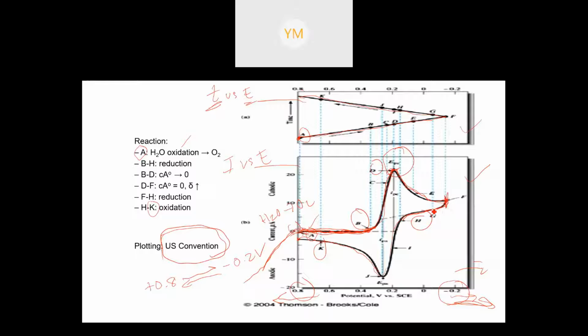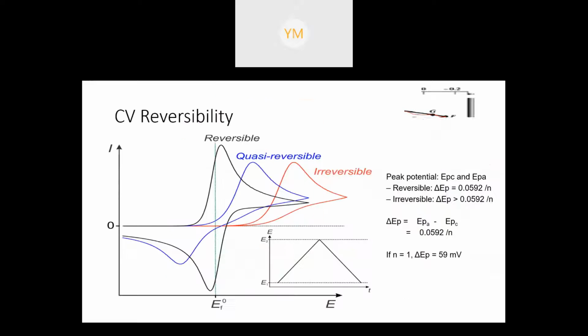This is the switching potential back to the initial. So from H to K is the opposite reaction, which is oxidation. Again, it's a reversible reaction, so it also has this peak. This peak is the maximum oxidation process of that reaction. So I hope you understand. If you don't understand, just ask me.